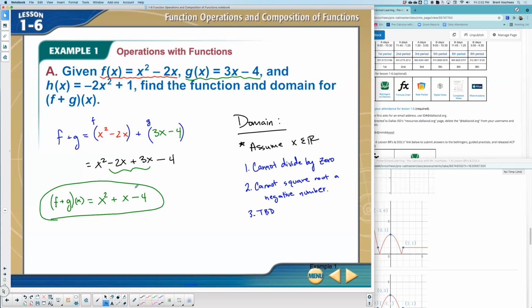When you look at this problem, do you see any division? No, so division doesn't matter on this problem. Do you see any square roots? So not a square, but a square root. No, so that means it's going to be all reals. The domain here is all reals. That's our domain.